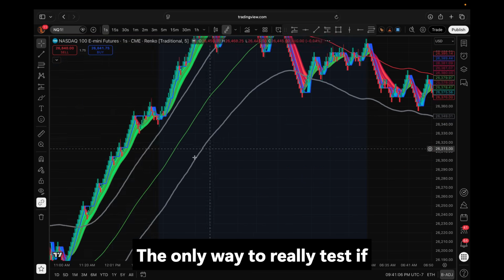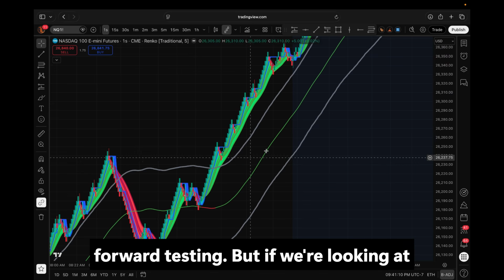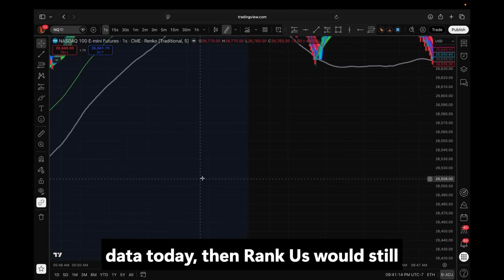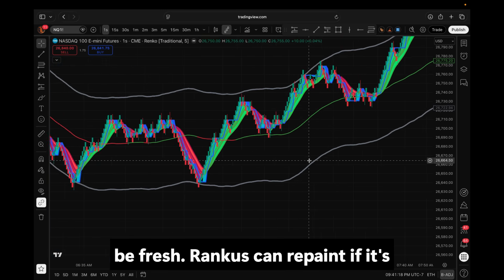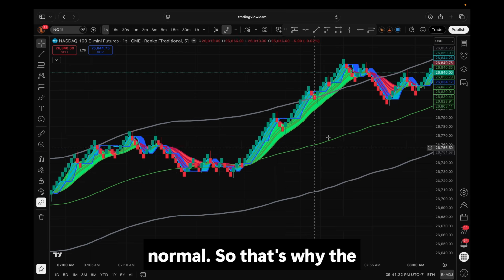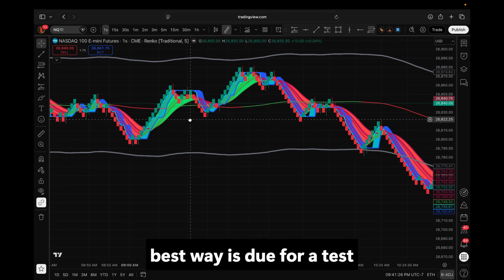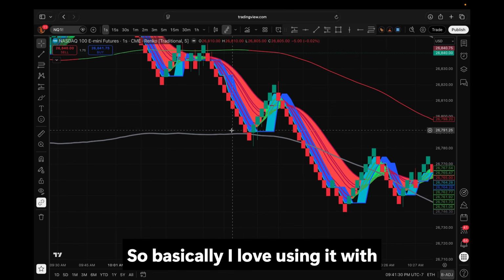The only way to really test if this strategy works for you is by forward testing. But if we're looking at data today, then Renkos would still be fresh. Renkos can repaint if it's been more than 24 hours, that is normal. So that's why the best way is to forward test, because like I said, it measures price, not time. So basically, I love using it with Renkos.